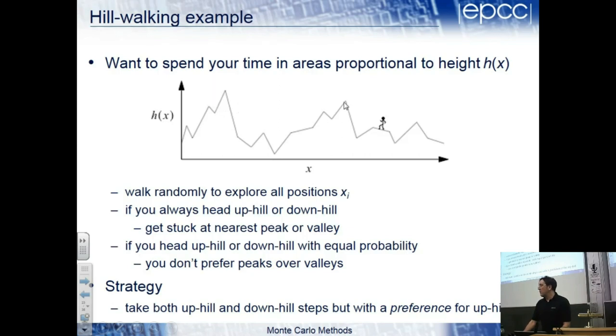If we always headed uphill, we get stuck at this peak. If we always headed downhill, we get stuck in that valley. If you head up or head downhill with equal probability, then you're not going to prefer peaks over valleys. So if you think about it, if you have a strategy where you take both uphill and downhill steps, but you prefer going uphill, you will spend more time at high peaks than low peaks.